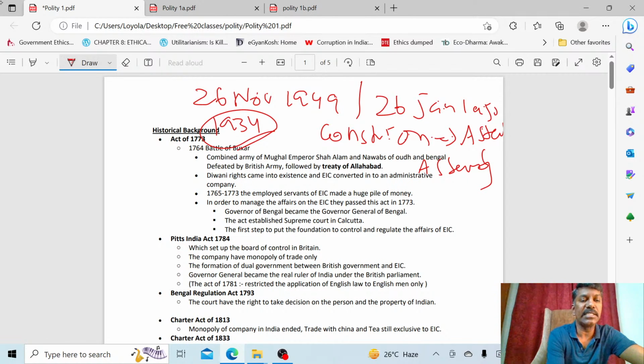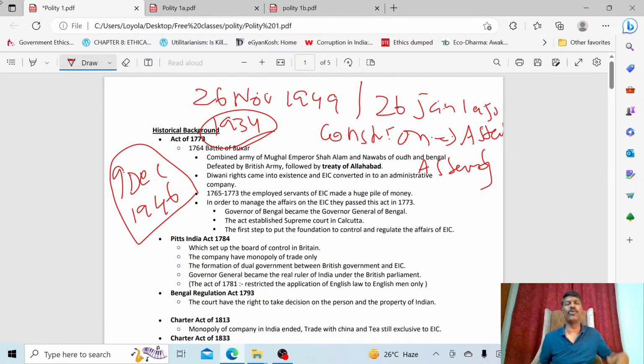And finally, it was on 9th December 1946. These are the fact-oriented things for your public service examination. 9th December 1946, the Constitutional Assembly came into existence. When the Constitutional Assembly for the creation of the Constitution came into existence, there were guidelines. M.N. Roy initiated the process of the assembly, and on that basis, finally on 9th December 1946, the British Parliament accepted the process regarding the Constitutional Assembly.